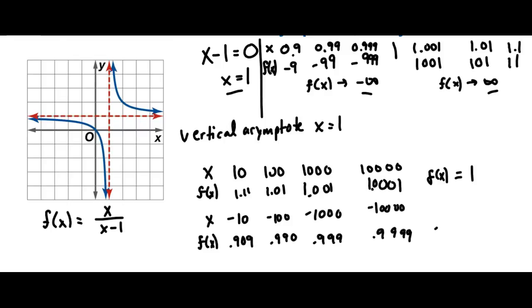It also looks that from beneath, f of x is approaching 1 as well. And as you can see from the graph, when I get lower and lower in negative values, the function does in fact approach 1. So I would say I have a horizontal asymptote at y equals 1.